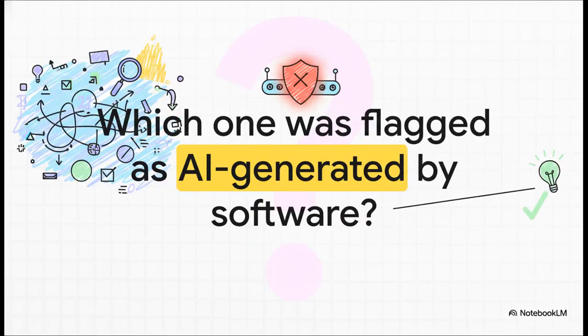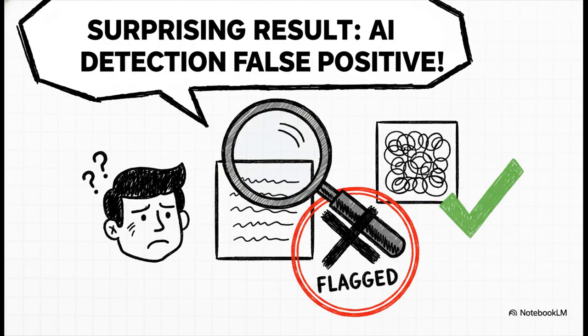Okay, so here's a little pop quiz for you. If you were to feed both of these into one of those standard AI detection tools, which one do you think gets flagged? Which one does the software say was written by a machine? The fancy, complex one or the simple one? And believe it or not, it's the simple one. Yup, the simple one gets flagged.